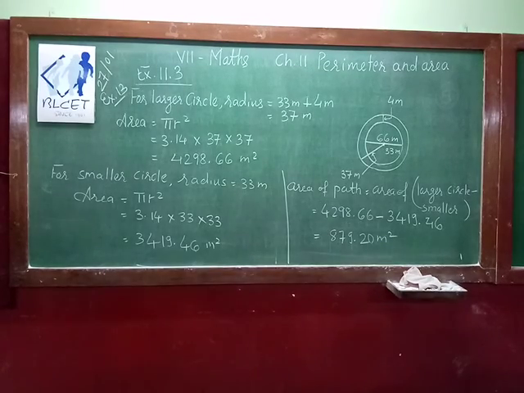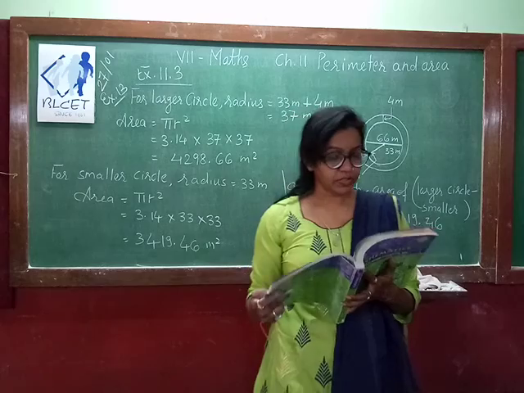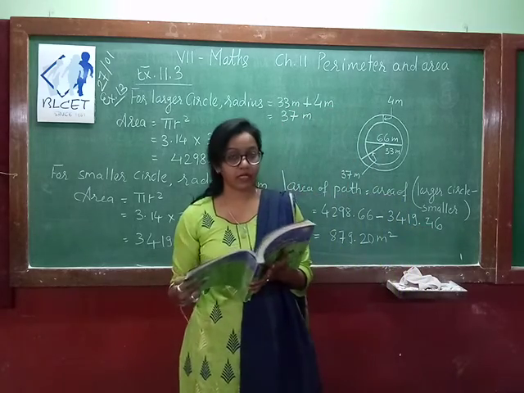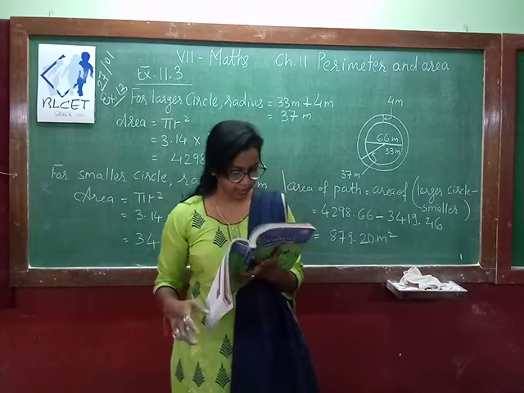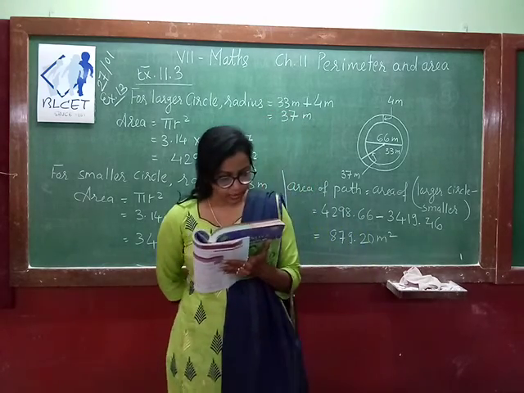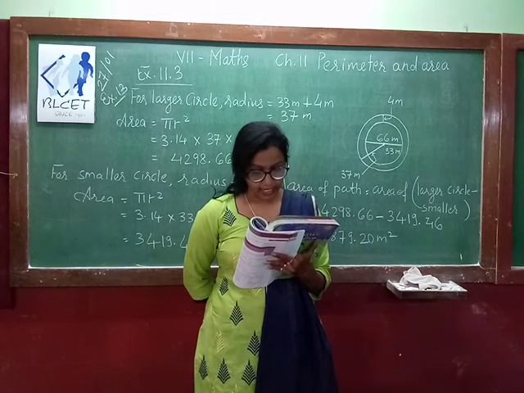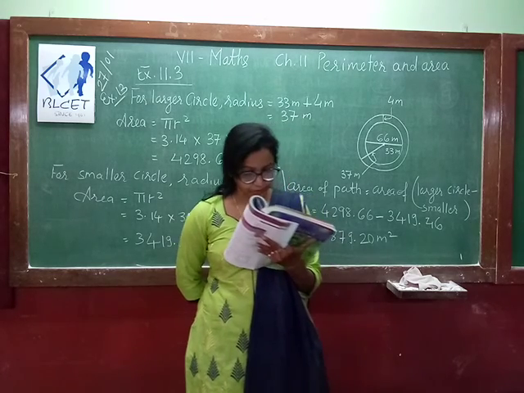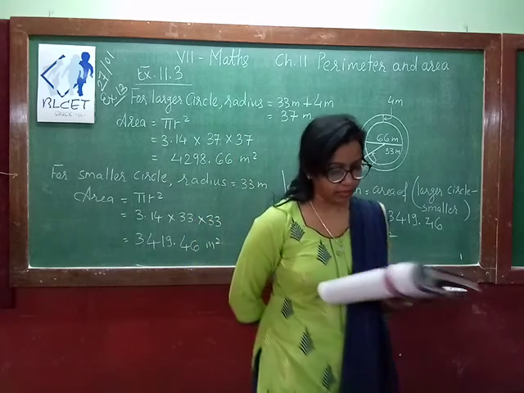Welcome back, students. Now we will see question number 13. Question number 12 you can do by yourself. Try to do it. Any query you can ask. Now see the 13th question. A circular flower bed is surrounded by a path 4 meter wide and the diameter of the flower bed is 66 meter. What is the area of the path?